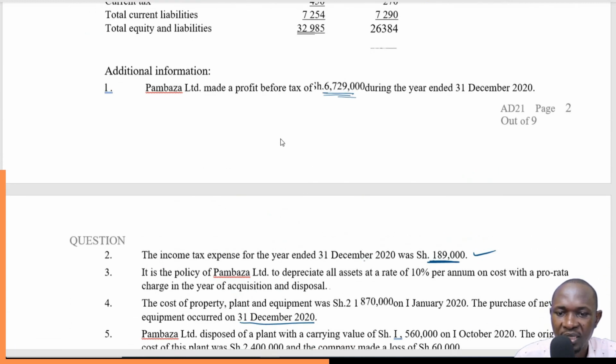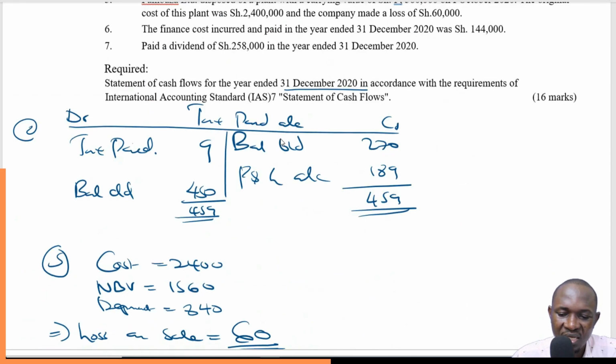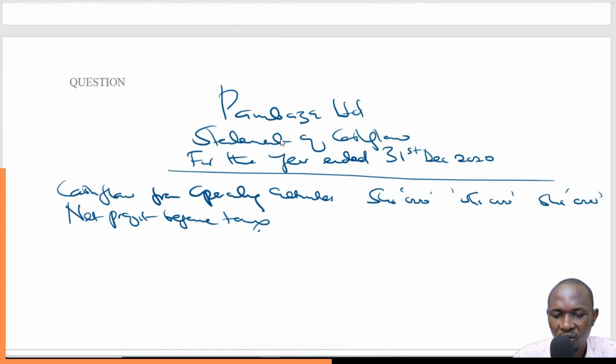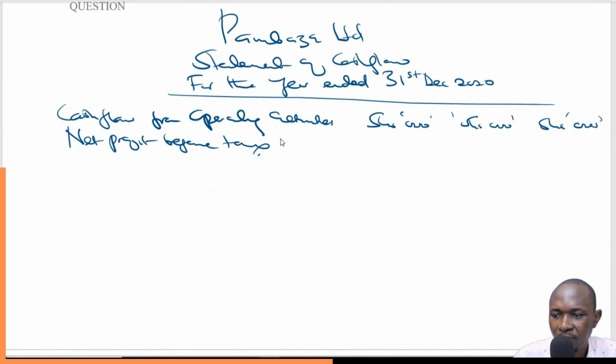Like this one, we have it here. A profit before tax of 67.29. So just pick it the way it is. Profit before tax of 67.29, preferably here, so that we can get the total of the operating activities. That's what will go to the outermost column.